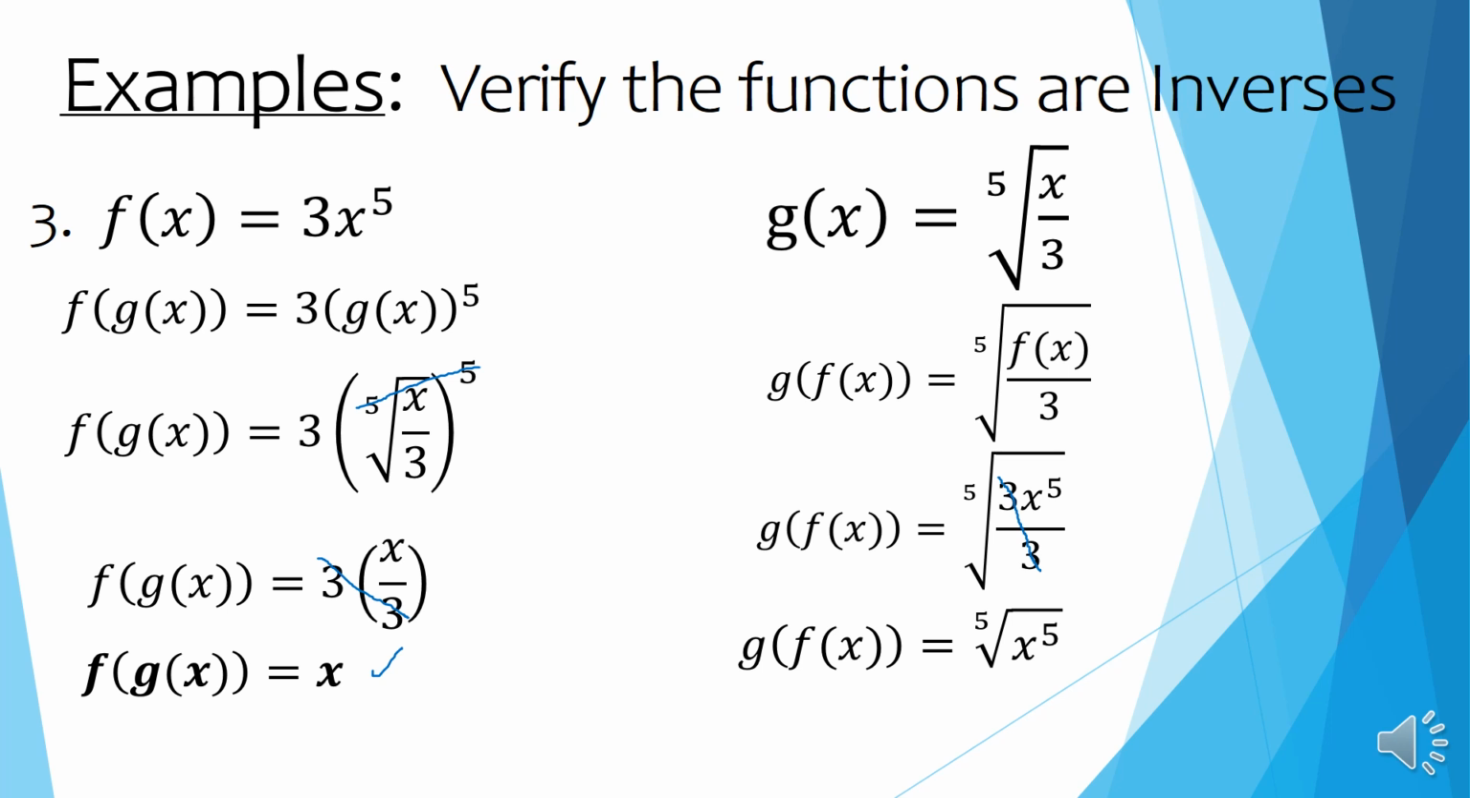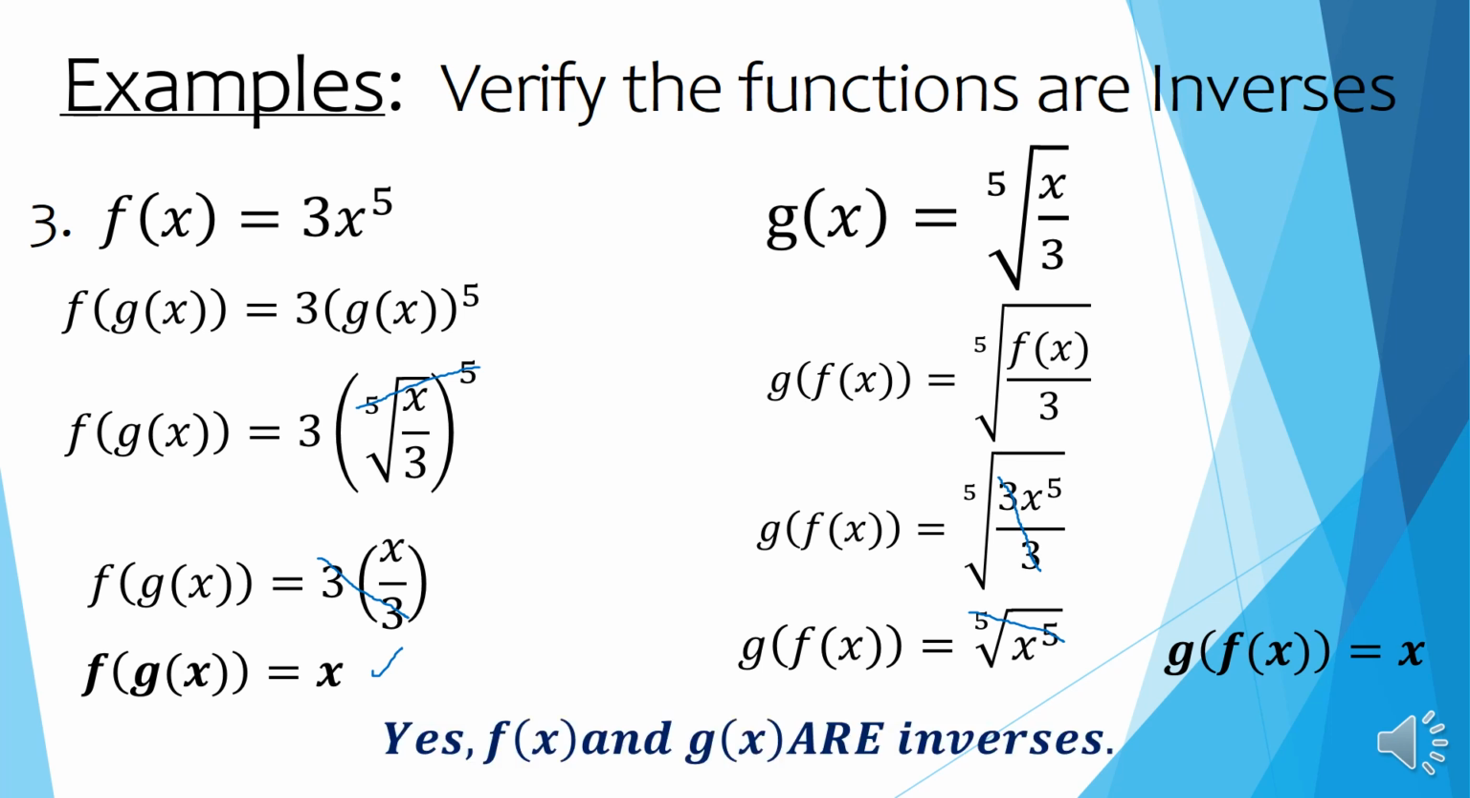We already saw that simplify in the other part. The 5th root of x to the 5th simplifies. So g of f of x is also equal to x. All right, we got our third one in a row. These two functions are inverses.